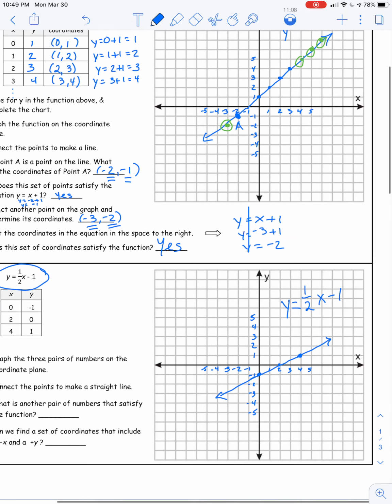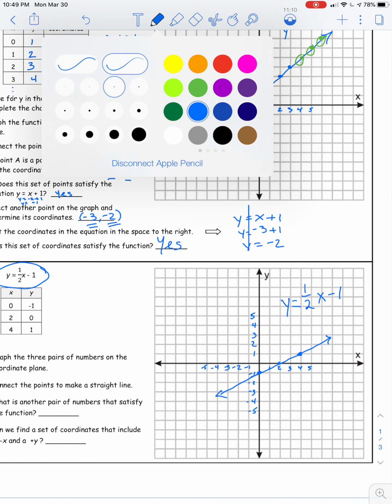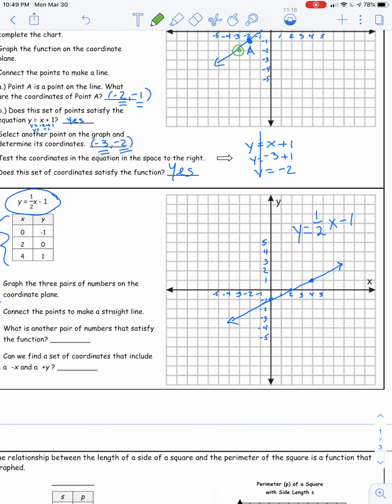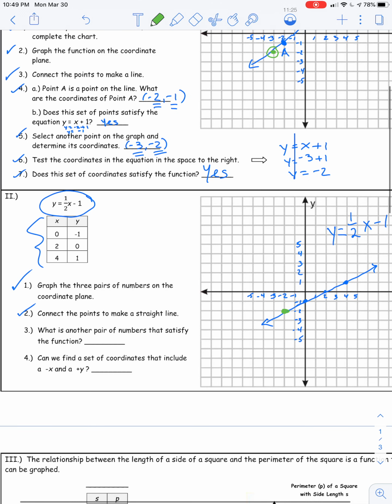So we're going to do the same thing that we did in green in number 1. I'm going to come down here and see what looks like it's resting on the graph. It looks like this one here looks to be on my line. So I guess I'll just choose that one. We'll go -2, -2, and we need to test it.